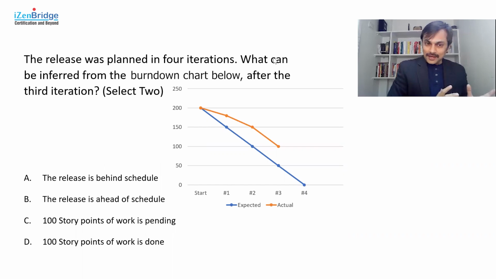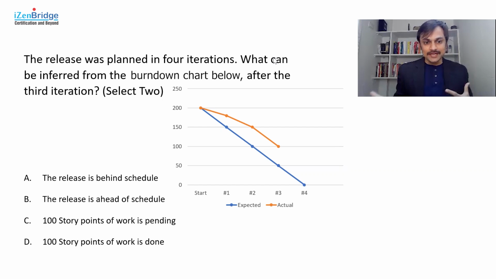The release was planned in 4 iterations. What can be inferred from the burn down chart below after the third iteration? So you have a burn down chart. You need to interpret what is possibly coming out without much ambiguity from this particular graph, and you need to pick up the 2 statements out of 4 which can be fairly interpreted from this graph.